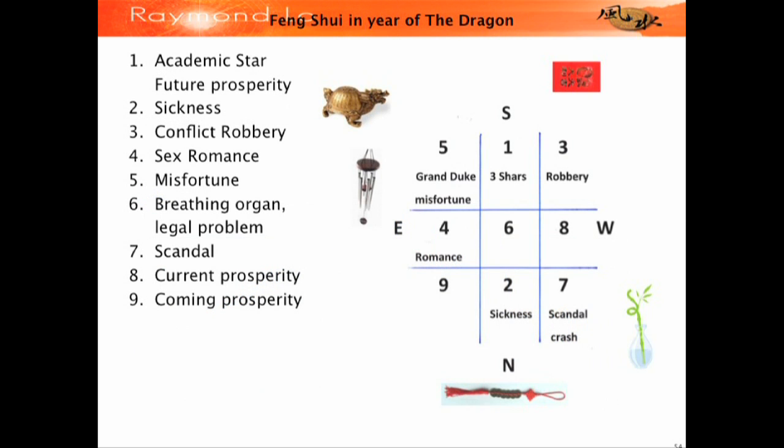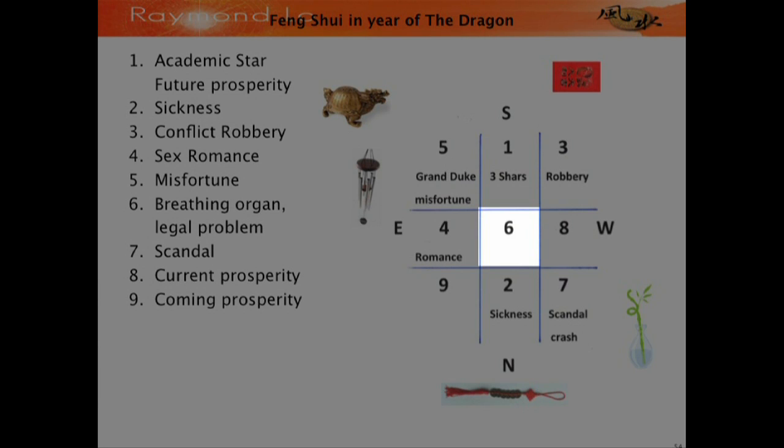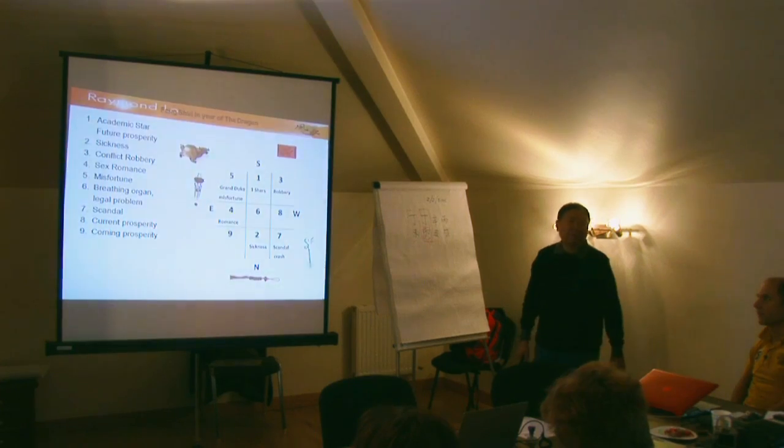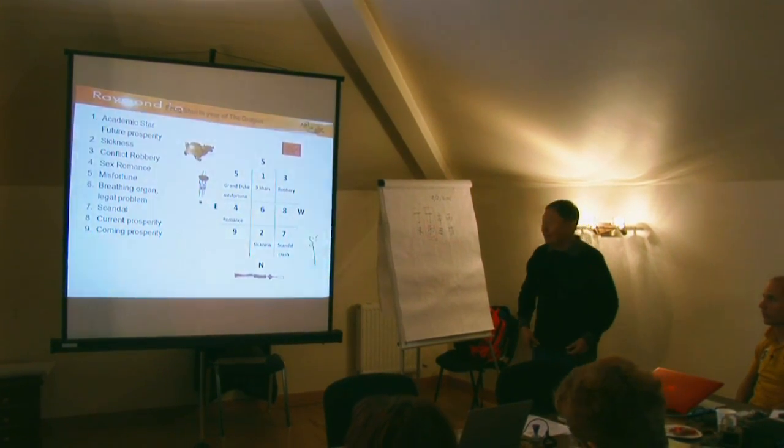So finally, we look at the feng shui of next year. This is the flying star chart, which changes from February the 4th each year. So we have number 6 in the center. Number 5 is in the southeast. Number 5 is normally where the problems happen.